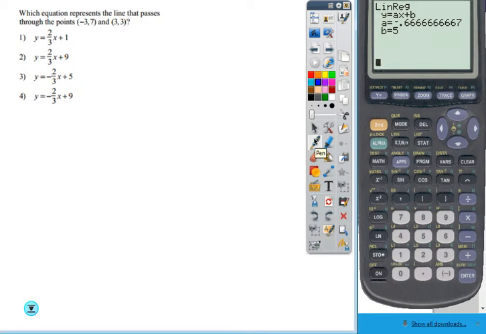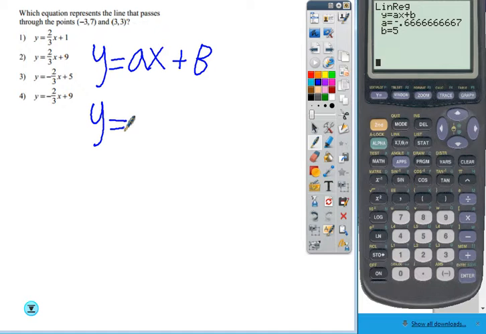The calculator is telling me that it is in the form y is equal to ax plus b. The calculator is telling us that a is equal to -0.6 repeating, and b is equal to 5. So I'm going to fill in those two variables. So my a is -0.6 repeating, my b is +5.